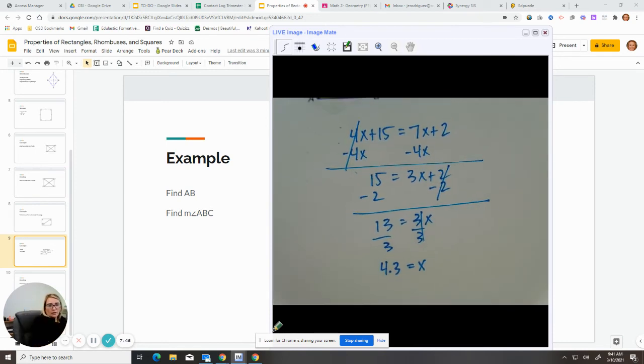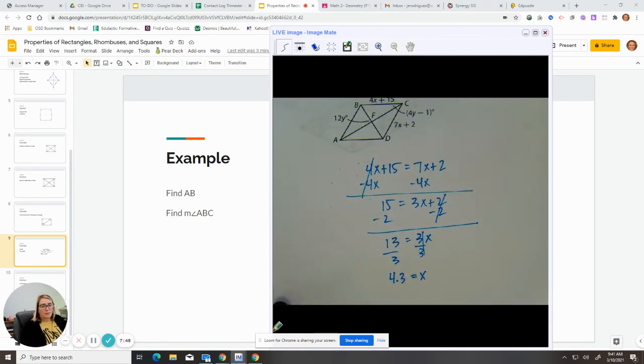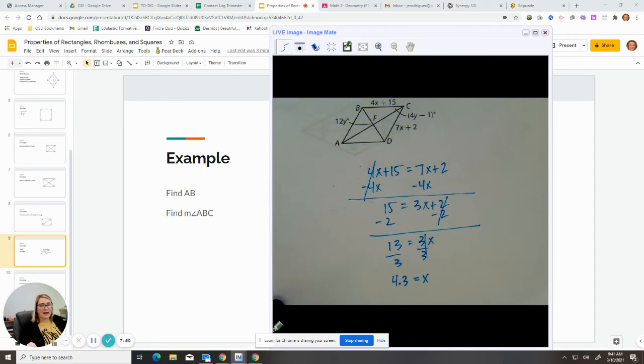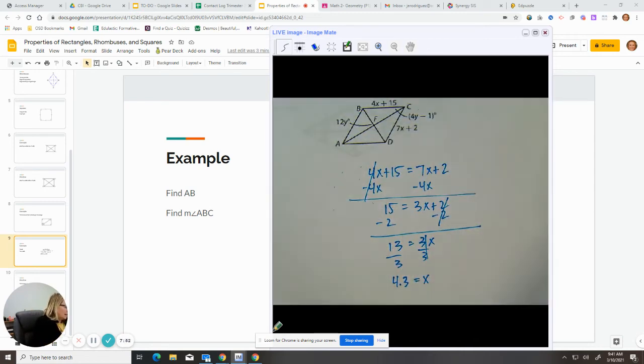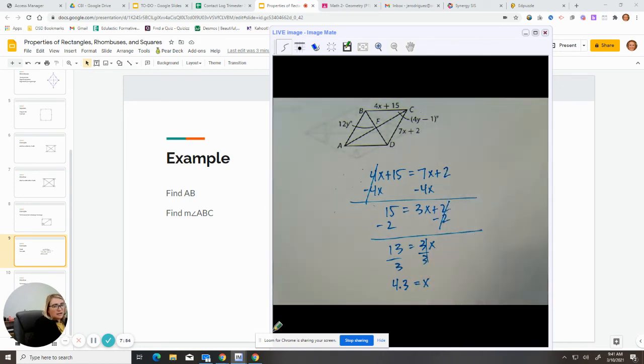Sorry, I should zoom out just a little bit. All right, but that is x, and we need to actually find the side lengths. So that means we need to take x and we need to plug it back in. And it doesn't matter which side you plug it in for, because in a rhombus, all the sides are the same. So once you plug it in for one, it will be the same for all of them.